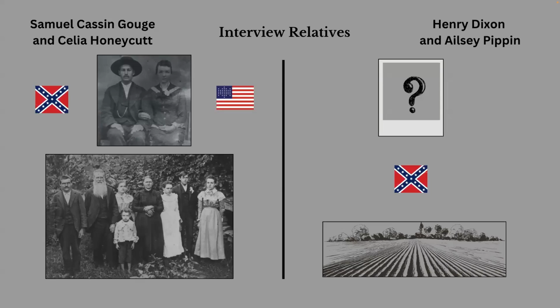Now she and my grandfather had both grown up near their grandfather Samuel Cass and Gooch. This is his name right here, and his wife Celia Ann Honeycutt. And she had listened to all our grandfather's stories. And later, as an adult, she wrote a 165-page manuscript about her Gooch family.